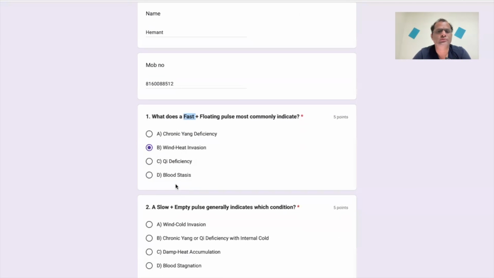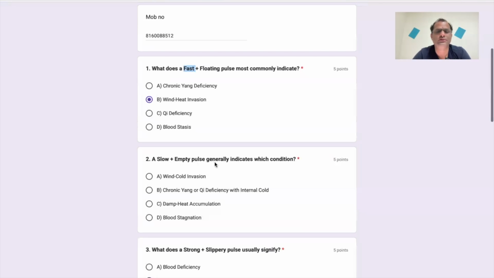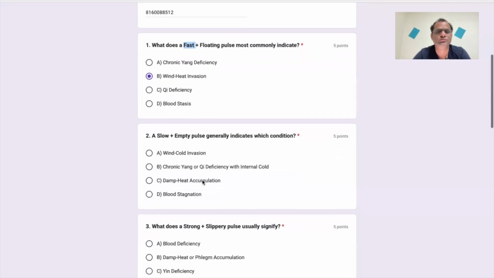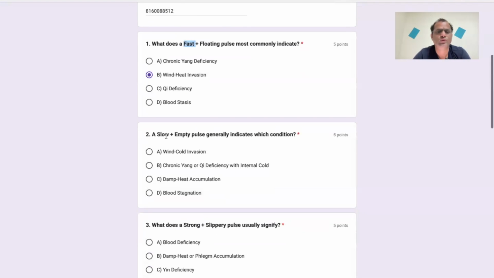So question number 2: a slow and empty pulse generally indicates which condition? Chronic yang or qi deficiency? What is the meaning of slow? Slow means cold, and empty means deficient, so it cannot be heat. It cannot be heat because there is a slow pulse. So the answer will be chronic yang or qi deficiency with internal cold.